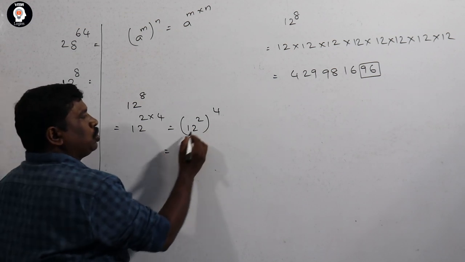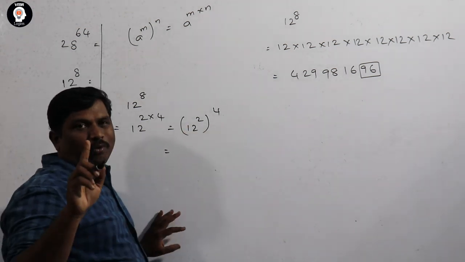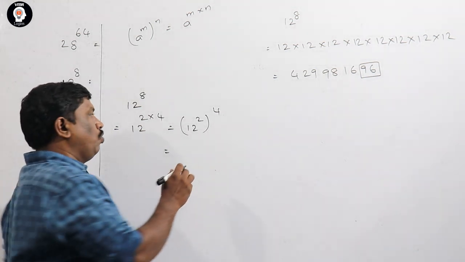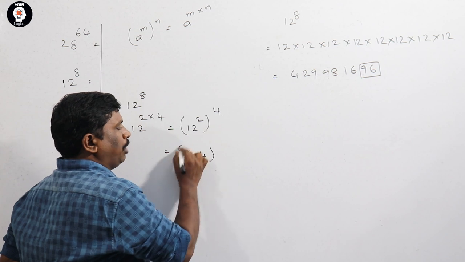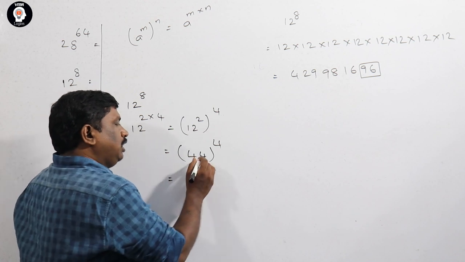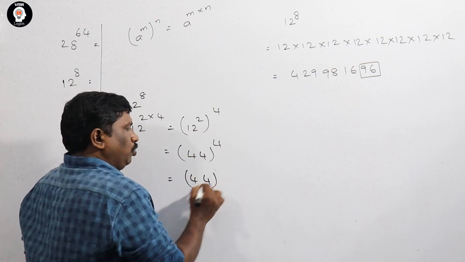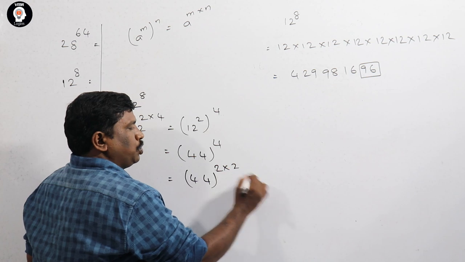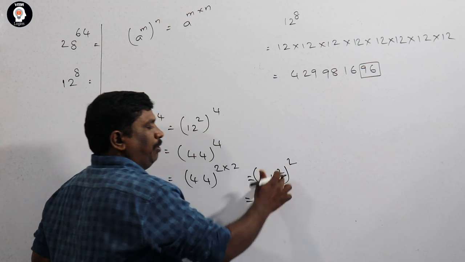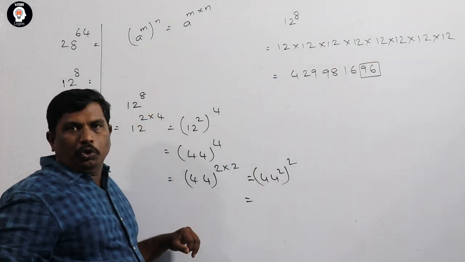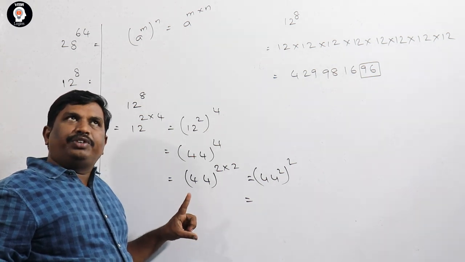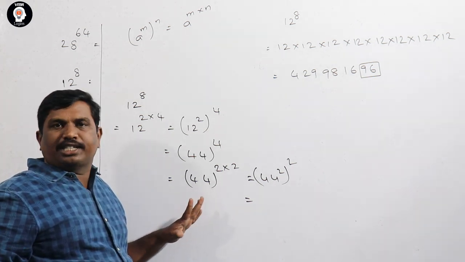Now tell me, 12 square. The target is the last 2 digits, so I don't want the complete 12 square, just the last 2 digits. 12 square is 144, so the last 2 digits are 44, whole power 4. Next, for 44 power 4, I am writing 44 power 2 into 2, so this is 44 square whole square. Now tell me, do you know 44 square directly? Don't know, no problem. 44 square and 50 minus 44, that is 6 square, have the same last two digits.